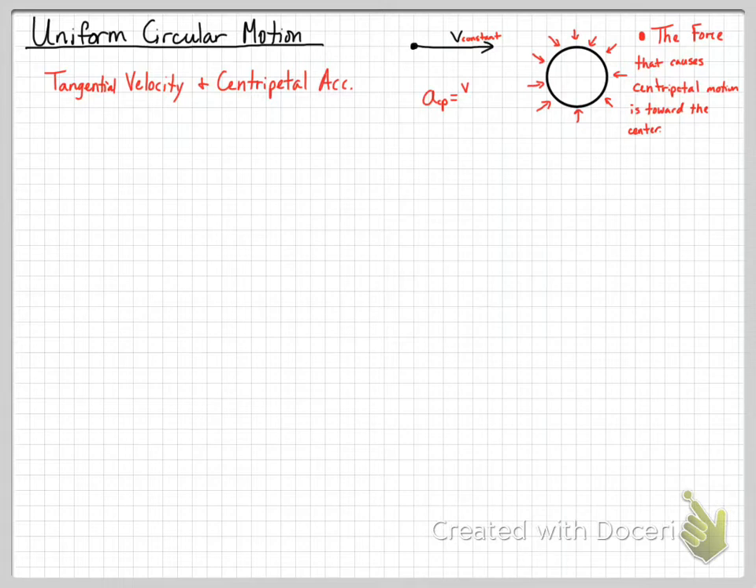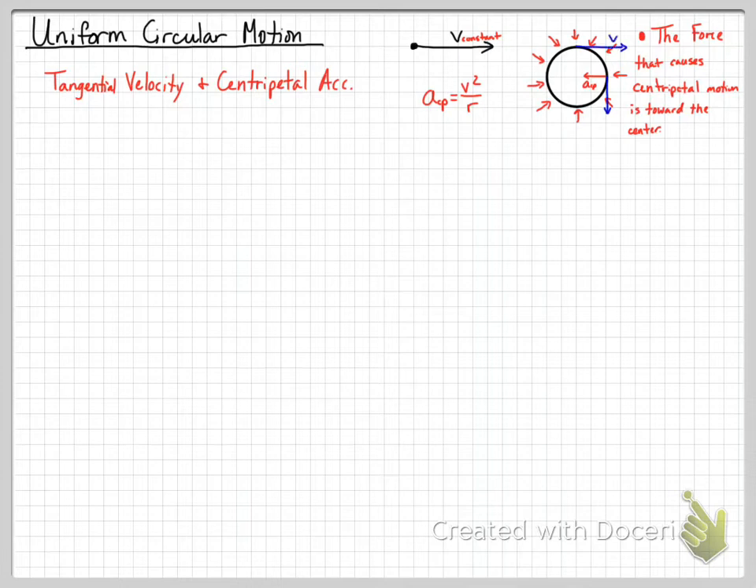So if we're going to have objects traveling at a constant velocity in a circular path, that object is accelerating even though the velocity is constant. And the reason the object is accelerating is because it's changing direction. And we calculate the centripetal acceleration, or the acceleration being center-seeking, because it's going to be in the direction of the force that we have here. Our force that is causing centripetal motion is going to be toward the center, so our acceleration is going to be in the same direction.